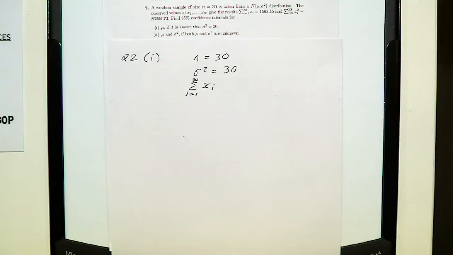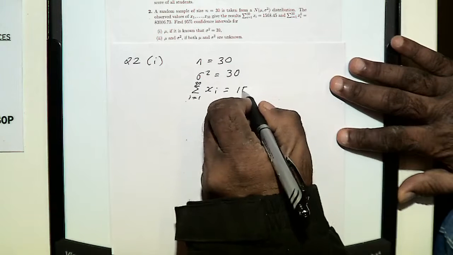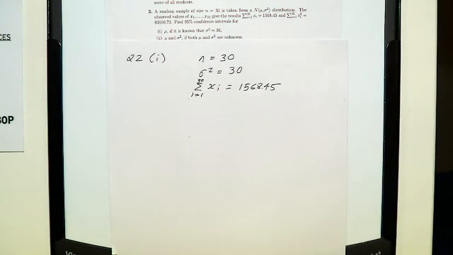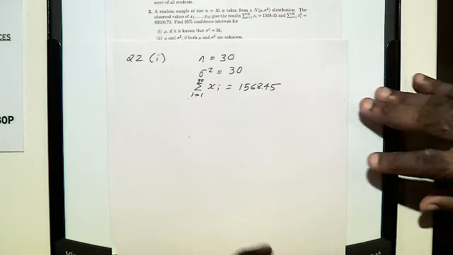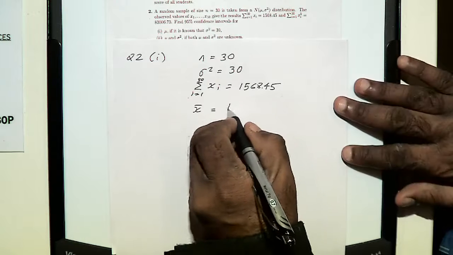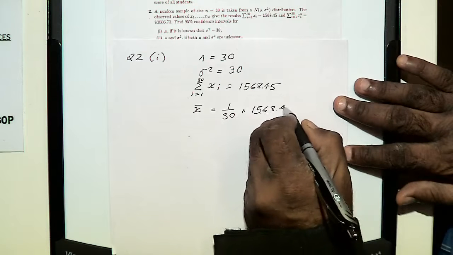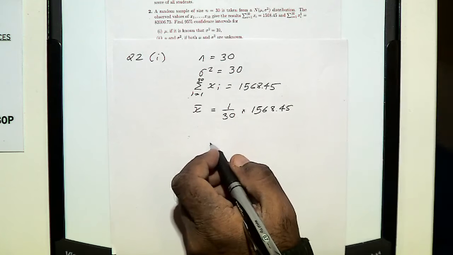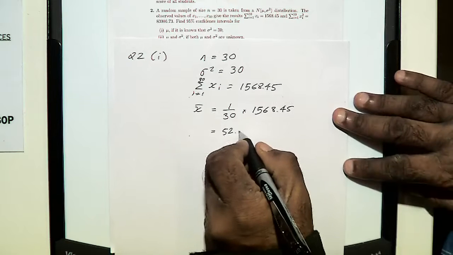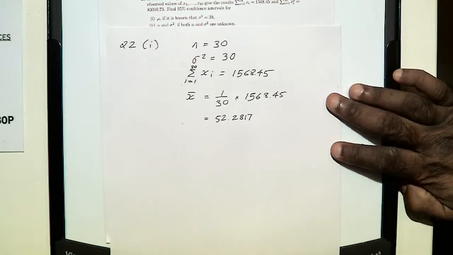The sum of the data is 1568.45. What that means is that x bar, remember x bar is the average, is 1 over 30 times 1568.45. If you work this out, you will get x bar equal to 52.2817. This is all we need to do the confidence interval.